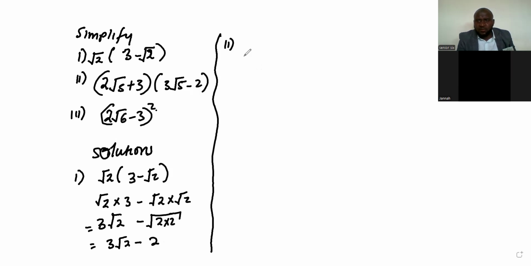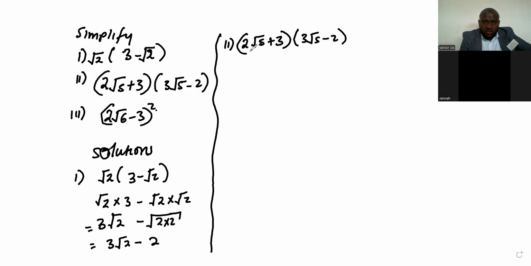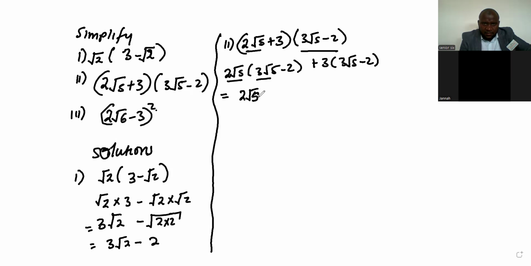Then the second one is a product of two surds which have addition and subtraction terms. So it requires you to bring skills of opening brackets. We shall have to open brackets for 3 root 5 minus 2. So this term multiplies the whole of the bracket, which is 2 root 5 into 3 root 5 minus 2, plus 3 into 3 root 5 minus 2, which will give us 2 root 5 times 3 root 5, minus 2 times 2 root 5, plus 3 times 3 root 5 minus 6.